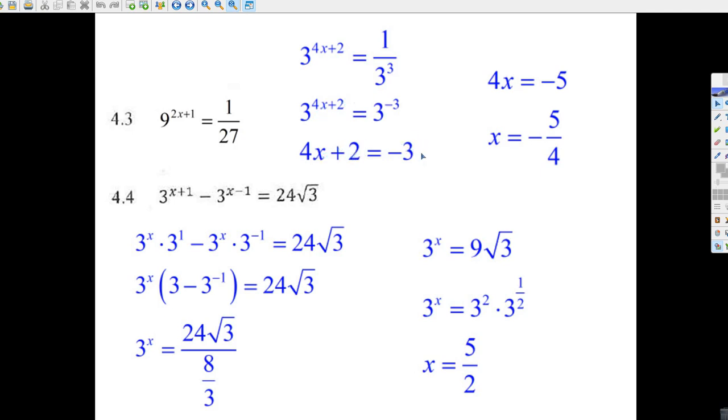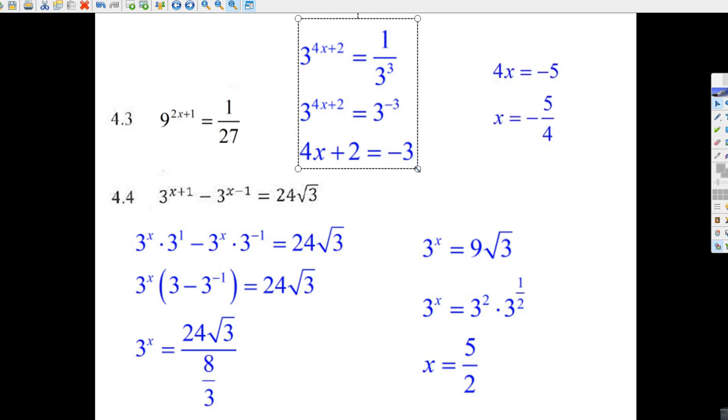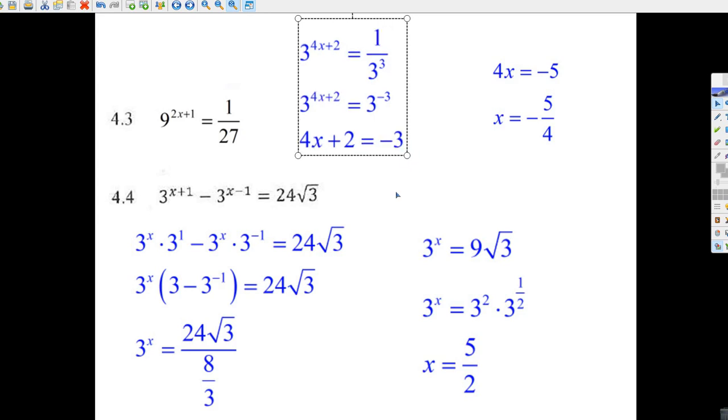Well, take away 2, you get minus 5. Divide by 4, and there we've got an answer for x. X equals minus 5 over 4. And that's your answer. Let's make that a bit smaller. It looks out of proportion with the stuff down below. Okay, and that's it. Let's look at the last question.